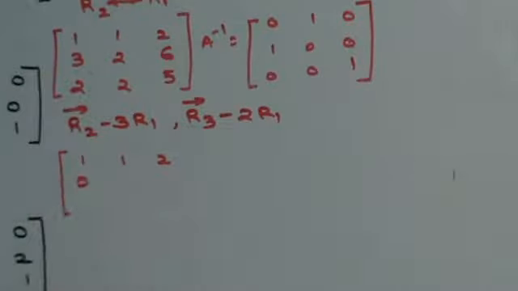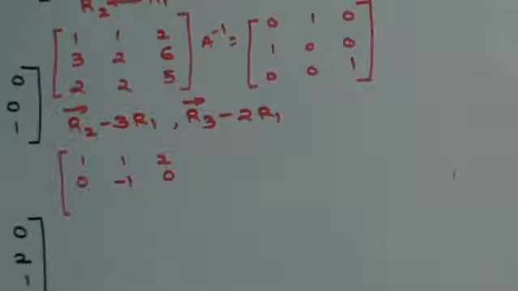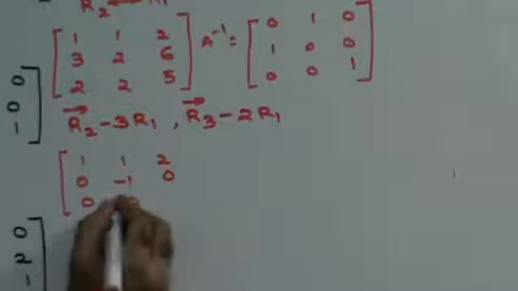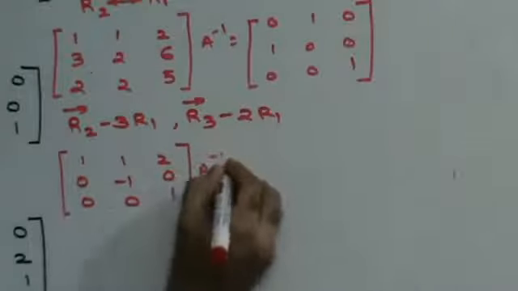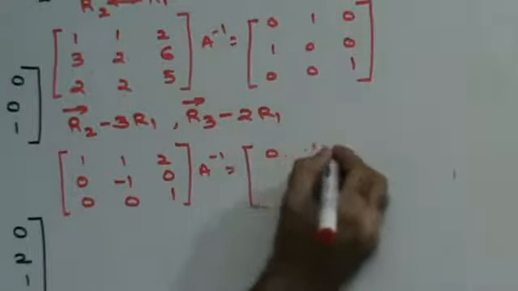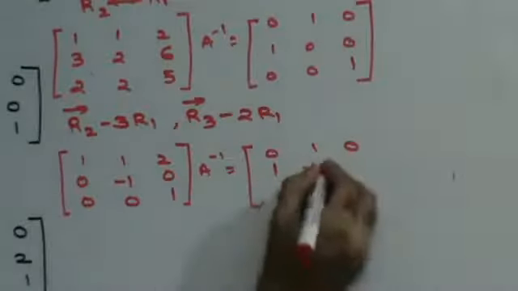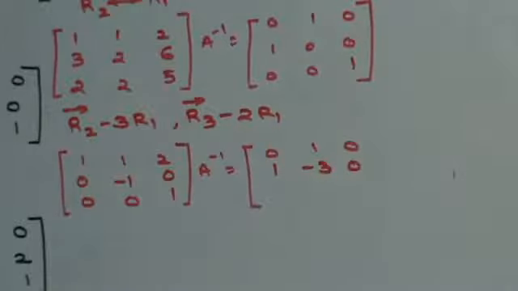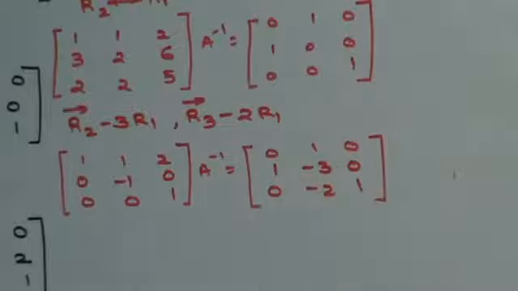3 minus 3, 0. 2 minus 3, minus 1. 6 minus 6, 0. Then 2 minus 2, 0. 2 minus 2, 0. 5 minus 4, 1. Into A inverse is 010, 1 minus 0, 0 minus 3, minus 3, 0 minus 0, 0, 0 minus 0, 0, 0 minus 2, minus 2, 1. Right? Now this is done.